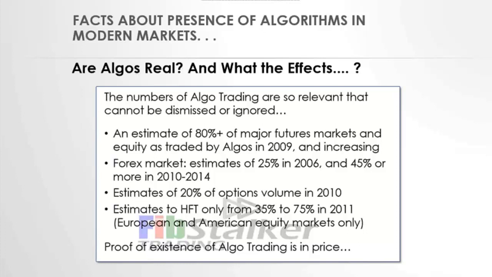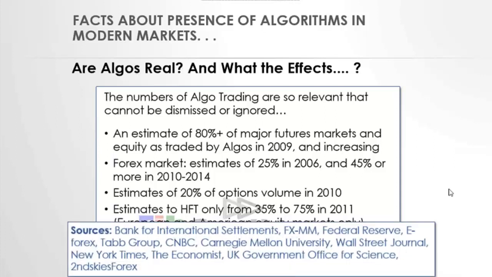I want to make a clear distinction here. We're not talking about high frequency trading. We're talking about other classes of algorithms, and there may be hundreds, if not thousands of them. And in aggregate, they produce certain effects on market. The volume on options is also very, very high and growing. So the proof of the existence of algorithms is in price, and these are the sources I've used over the years to collect this data. And you can double check and review these sources.